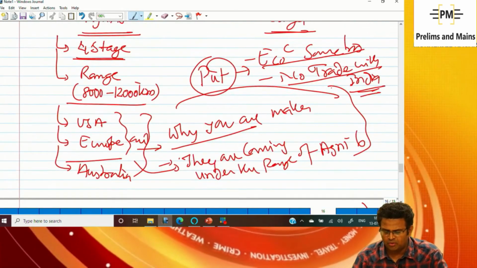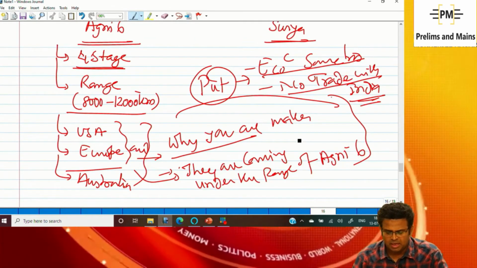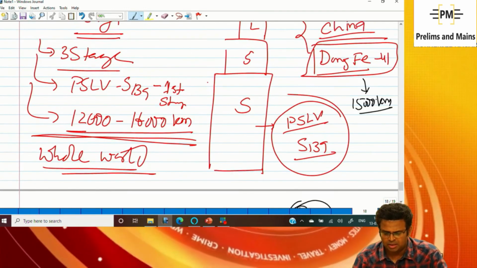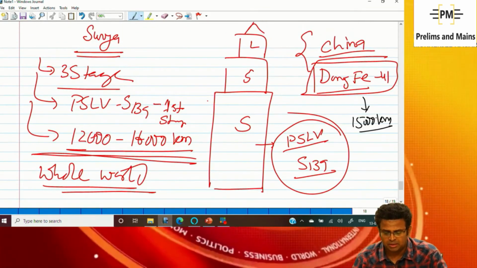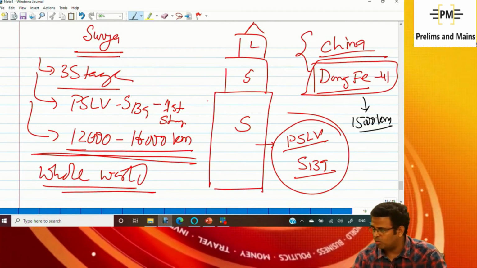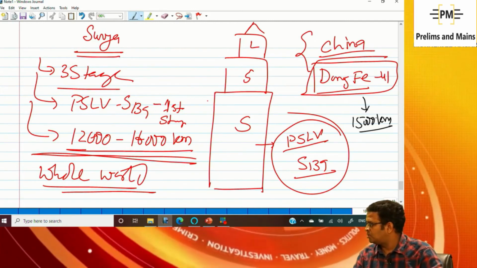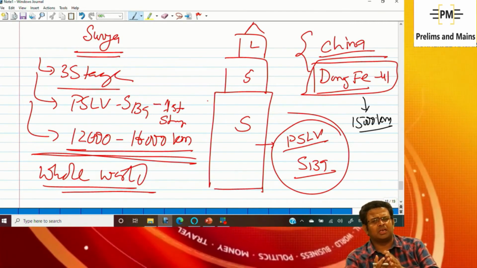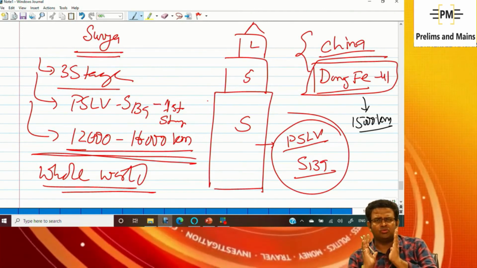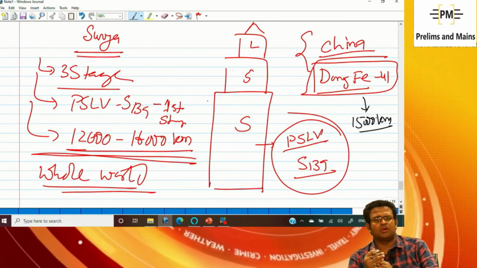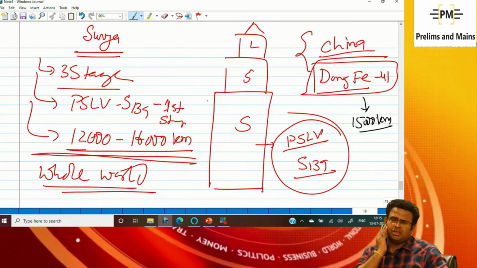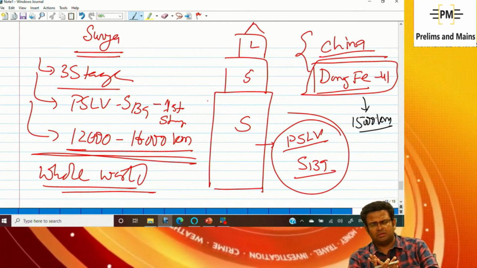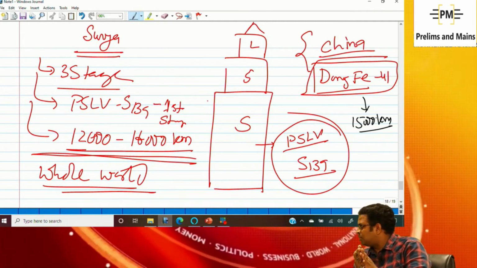So perhaps it is clear to all of you, Agni 6 is a 4 stage, and its range is 8,000 to 12,000 kilometers, and Surya has 3 stages, but the first stage is very heavy, PSLV S139, and its range is 16,000 to more. The payload, we are not disclosing right now, payload is around 2 ton, means 2000 kg. In the Agni 6, probably the payload weight, we should say warhead, it's around 2 ton, clear?